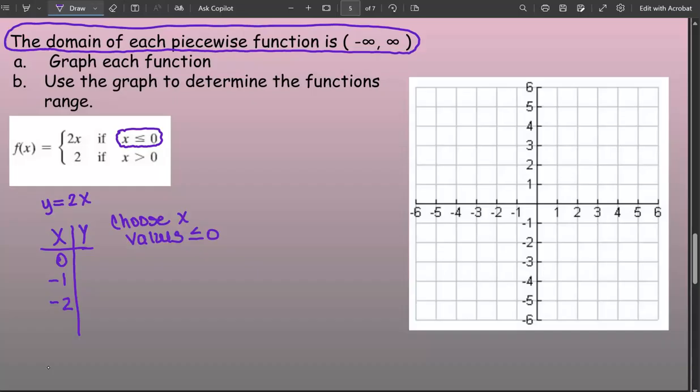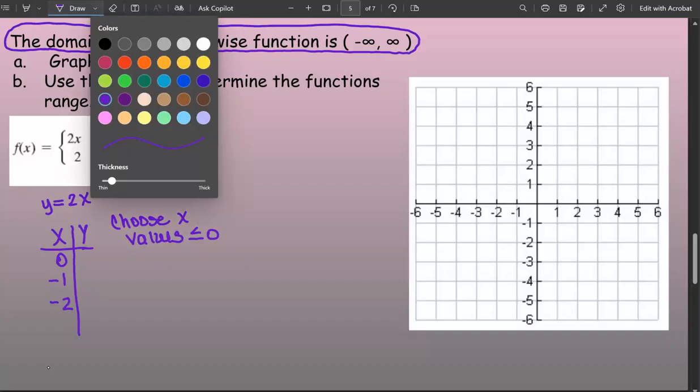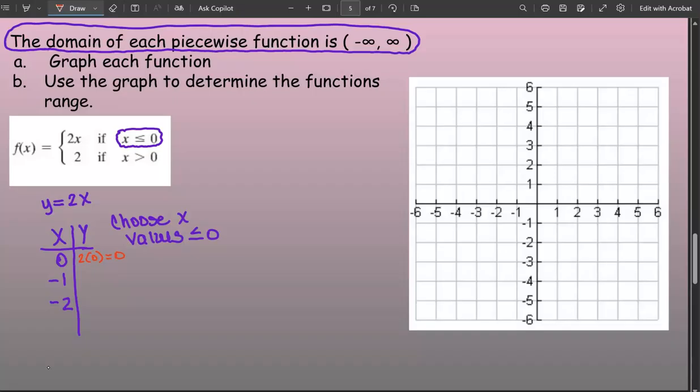You don't have to go crazy. You can just pick 2 or 3 points. Then I take each one of those values and plug it in. So 2 times 0 is 0. 2 times -1 is -2. 2 times -2 is -4. And so those are the points I'm going to graph. I'm going to graph the point 0, 0. I'm going to graph the point -1, -2. And I'm going to graph the point -2, -4. So over here, 0, 0, -1, -2, and -2, -4.